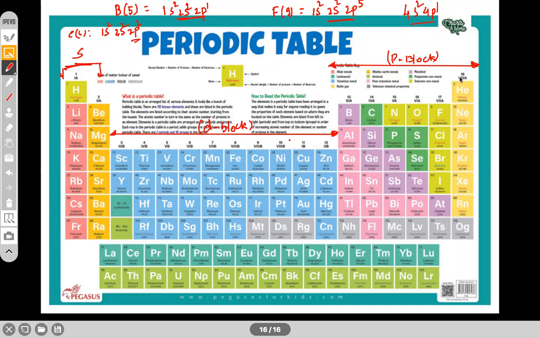This is how it is arranged. On the extreme left, we have S block elements. On the extreme right, we have P block elements. In between the two, we have D block elements.